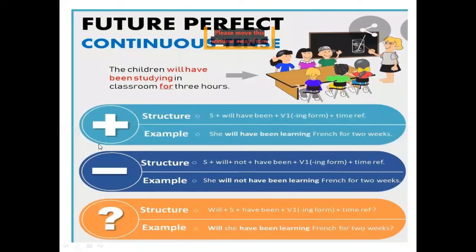Very first we talk about the affirmative sentences. In the affirmative sentence, we have subject, then will have been. Will have been is the helping verb we are using in this sentence. Then first form of the verb with ing. Then you have to give the time reference. Now the example is, she will have been learning French for 2 weeks. For 2 weeks is the time reference.